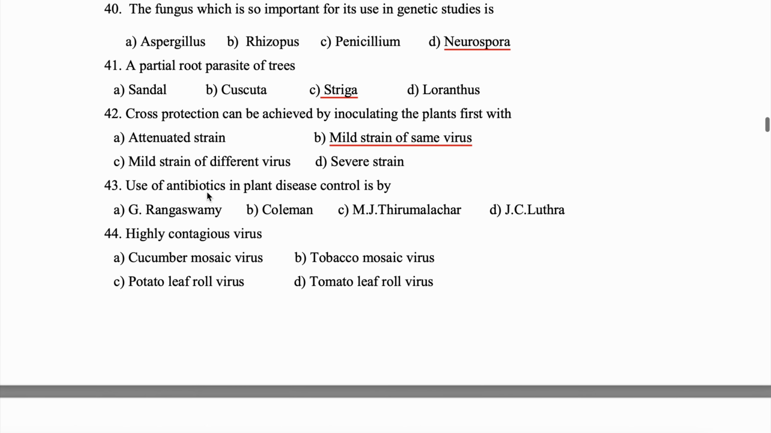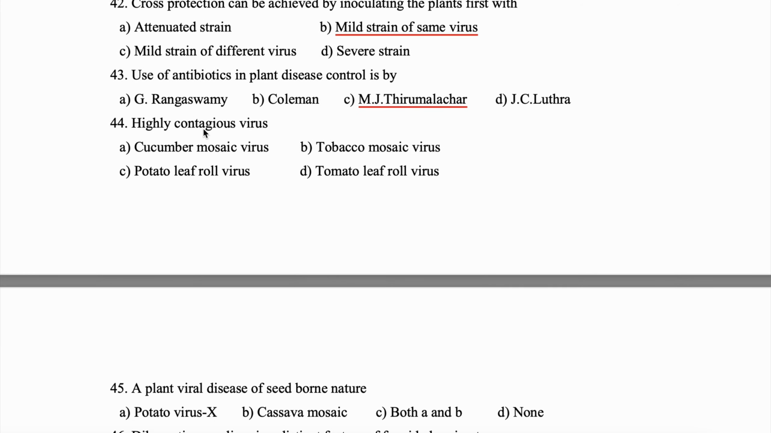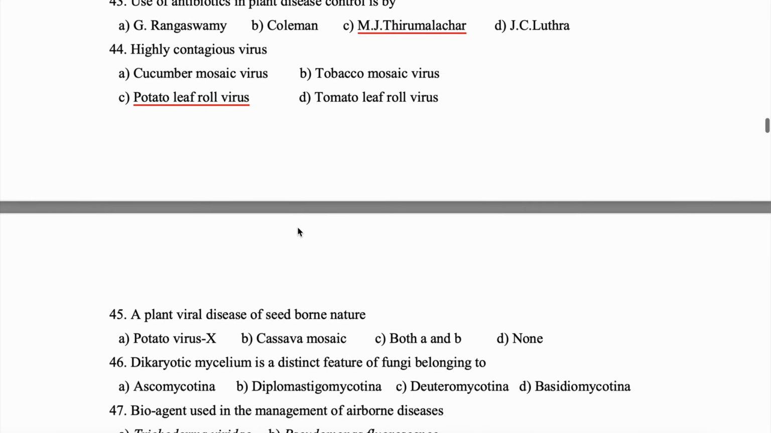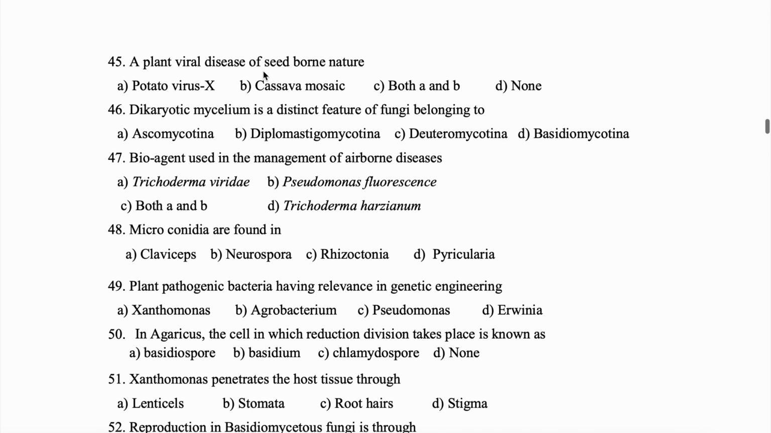Question 43. Use of antibiotics in plant disease control is used by Thirumalachar. Question 44. Highly contagious virus is potato leaf roll virus. Next 45. A plant viral disease of seed borne in nature. The same question we have seen above, but in this case we don't have that answer. These two were common, but option C is missing, right? So none of the answers is correct.